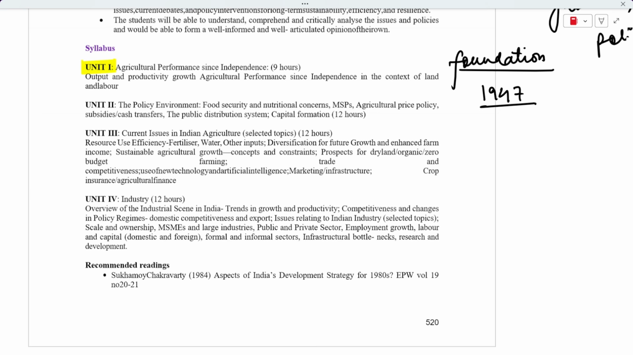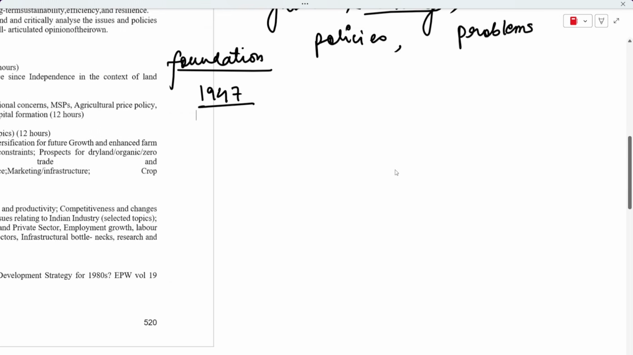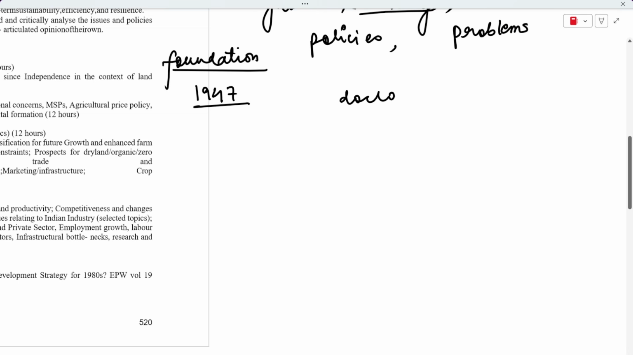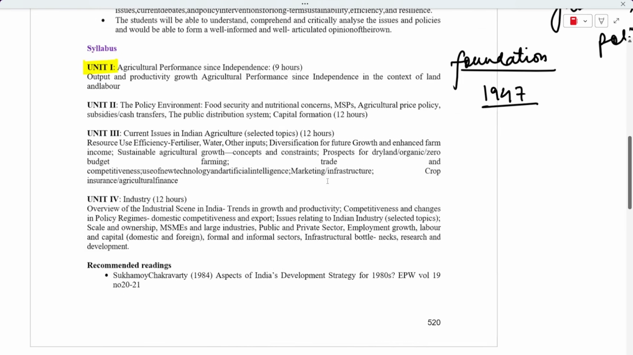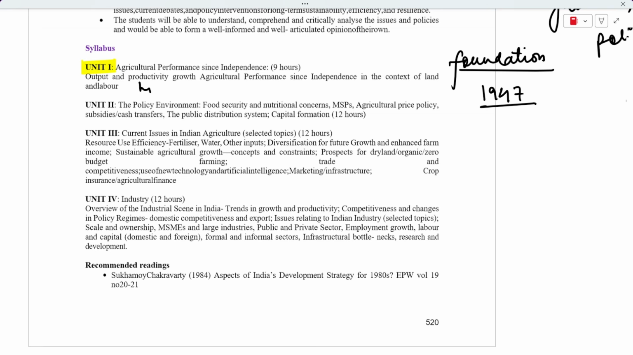Think of it this way: imagine you are a doctor. Before you can diagnose what's wrong with a patient, you need to know their history, what has happened with them. Similarly, that's what unit 1 does. It gives you the history of Indian agriculture. So what are we going to discuss here? We are going to see what has been the history of Indian agriculture.